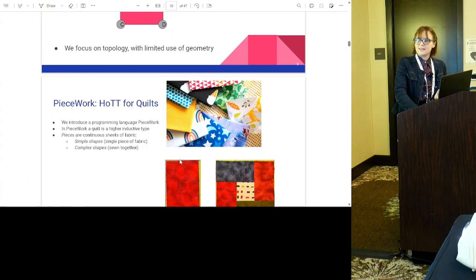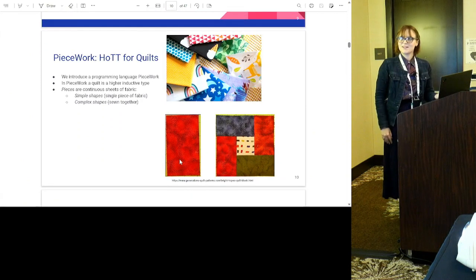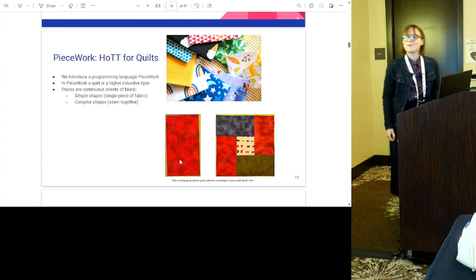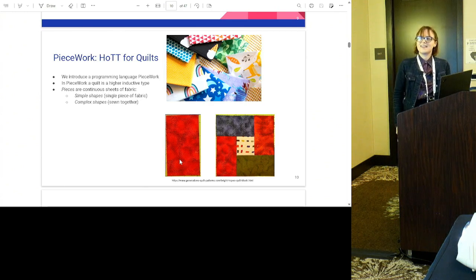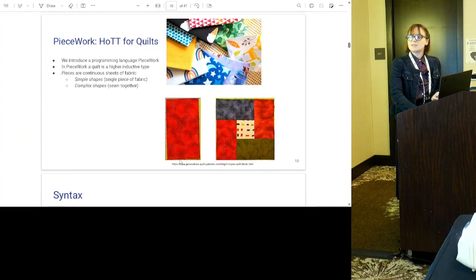So now we can get into talking about what this language actually is. It is called PieceWork, and it is homotopy type theory for quilts. The very fundamental objects that we're dealing with in PieceWork are pieces, of course, pieces of fabric. And there are two main types of fabric that we're going to talk about in PieceWork that form our quilts. You can have fabric like this red rectangle here.